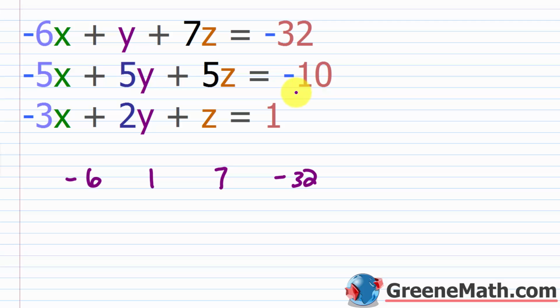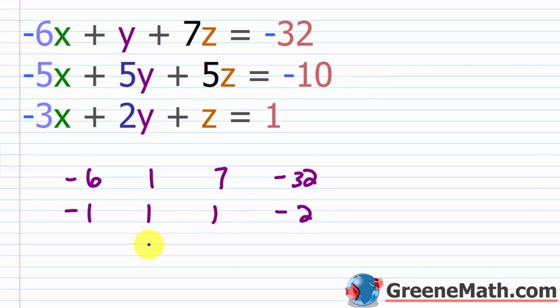Again, when you see something that can be simplified, meaning everything here is divisible by 5, go ahead and take the opportunity to do that because it's going to mean that you're working with smaller numbers. So if I divide everything by 5, this would be a -1, this would be a 1, this would be a 1, and this would be a -2. So you'd have -1, 1, 1, and -2. Okay, and I can erase that.